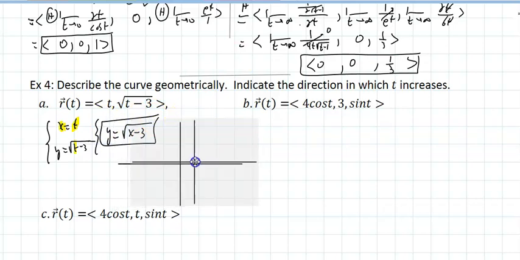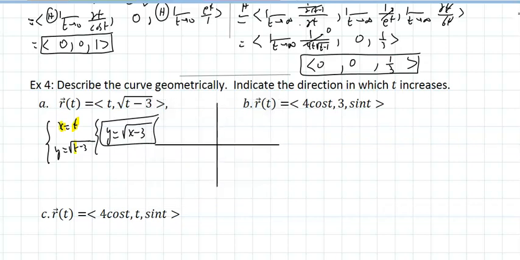I know what this is the graph of. This is the graph of a radical. Oh, let me fix that. That's what I meant. I'm sorry. So, a radical shifted 3 units to the left, right?